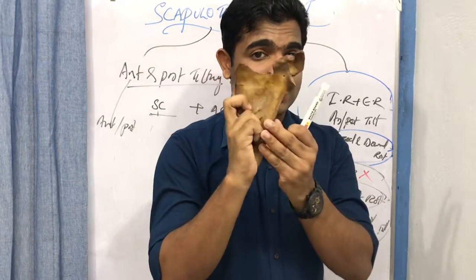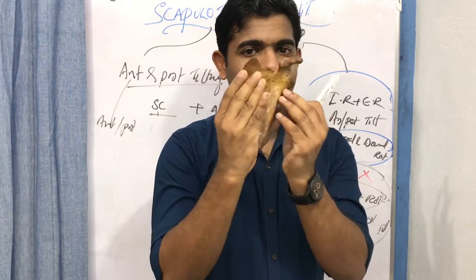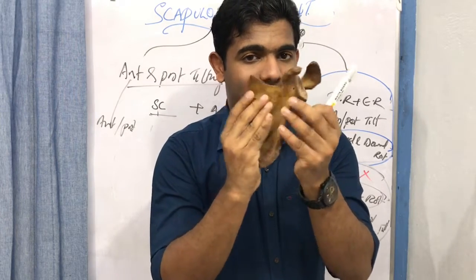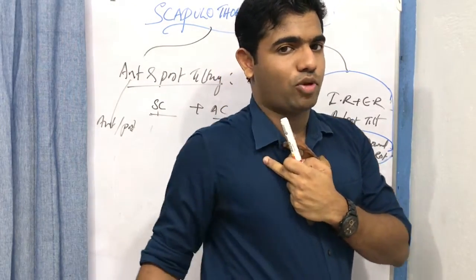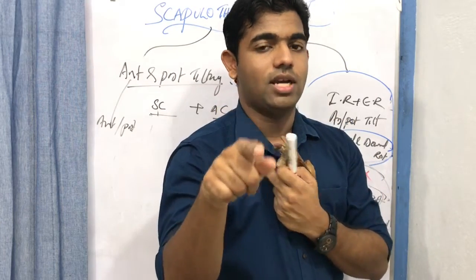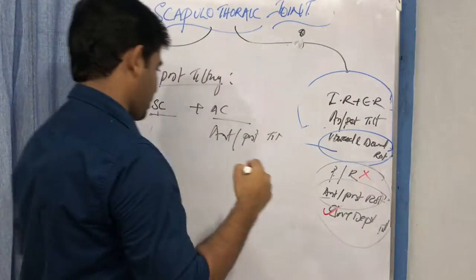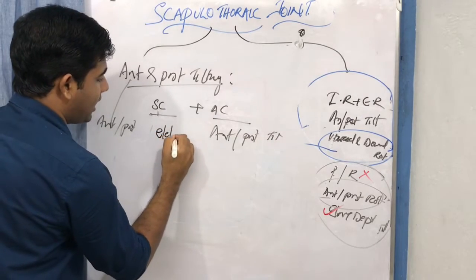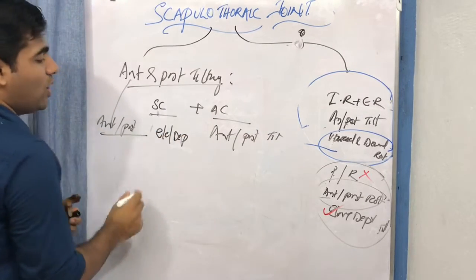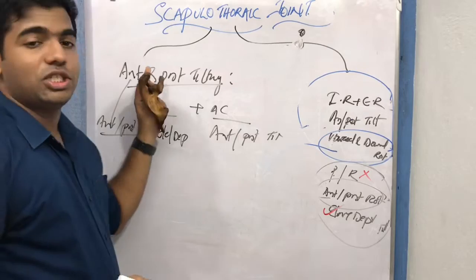Only the scapula is tilting in this one. The scapula is not getting rotated this way. If it is getting rotated, we are going to have the protraction. So we will understand by the next movement. So this is the elevation and depression. So what is that movement? Elevation and depression. Here only one movement is contributing to the anterior and posterior tilt.